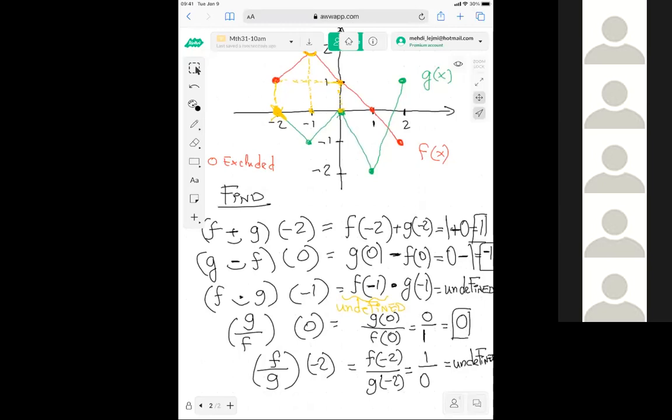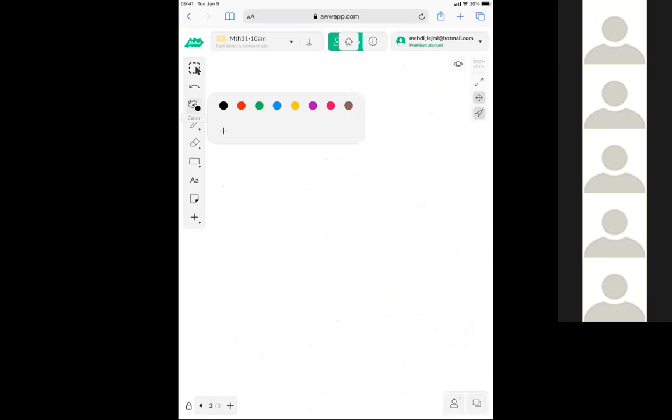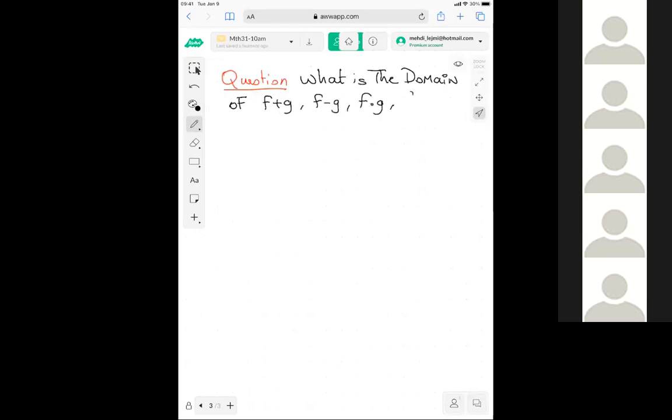Okay, nope, okay. So this is how we do algebraic operations on functions. Next, the question we're going to try to answer today is, what will be the domain of f plus g, f minus g, etc.? An important question, actually. The question is, what's the domain of f plus g, f minus g, f times g, and f over g, right?